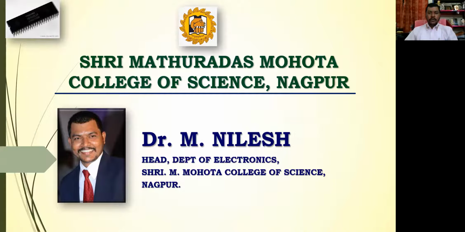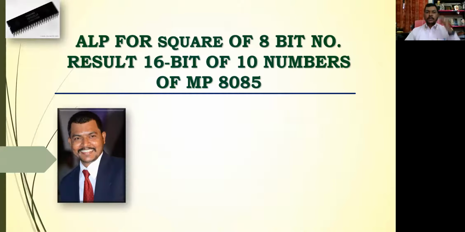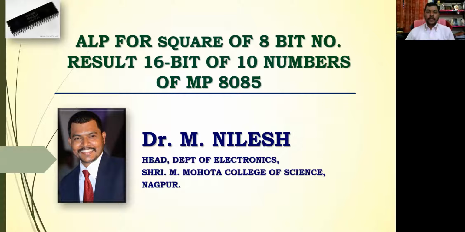So starting with our topic today, we are going to continue with another program: the square of an 8-bit number, where the result is 16-bit, for 10 numbers stored in memory locations. We have to take one number at a time, make a square of it, and then store it in two memory locations at a different address, right? So this is the brief view of the program, and that is what we are expecting to do today.